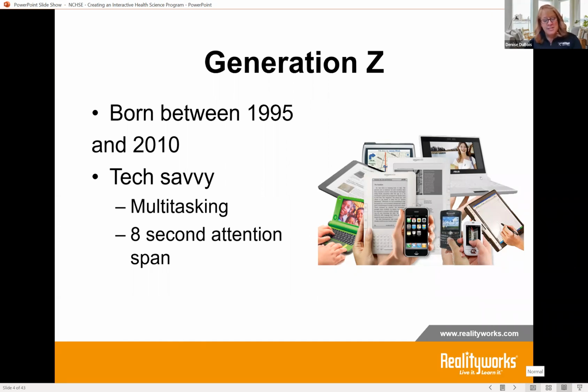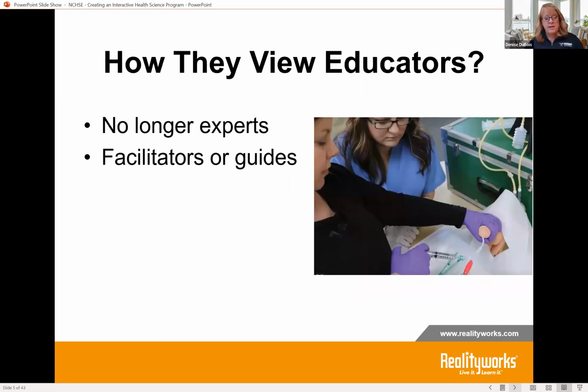An interesting statistic: there was research from Microsoft. They found that the human attention span is shortening. At just 8 seconds, they say it's now shorter than the attention span of the average goldfish. And in 2000, that was 12 seconds. So how do we engage students that have such a short attention span?